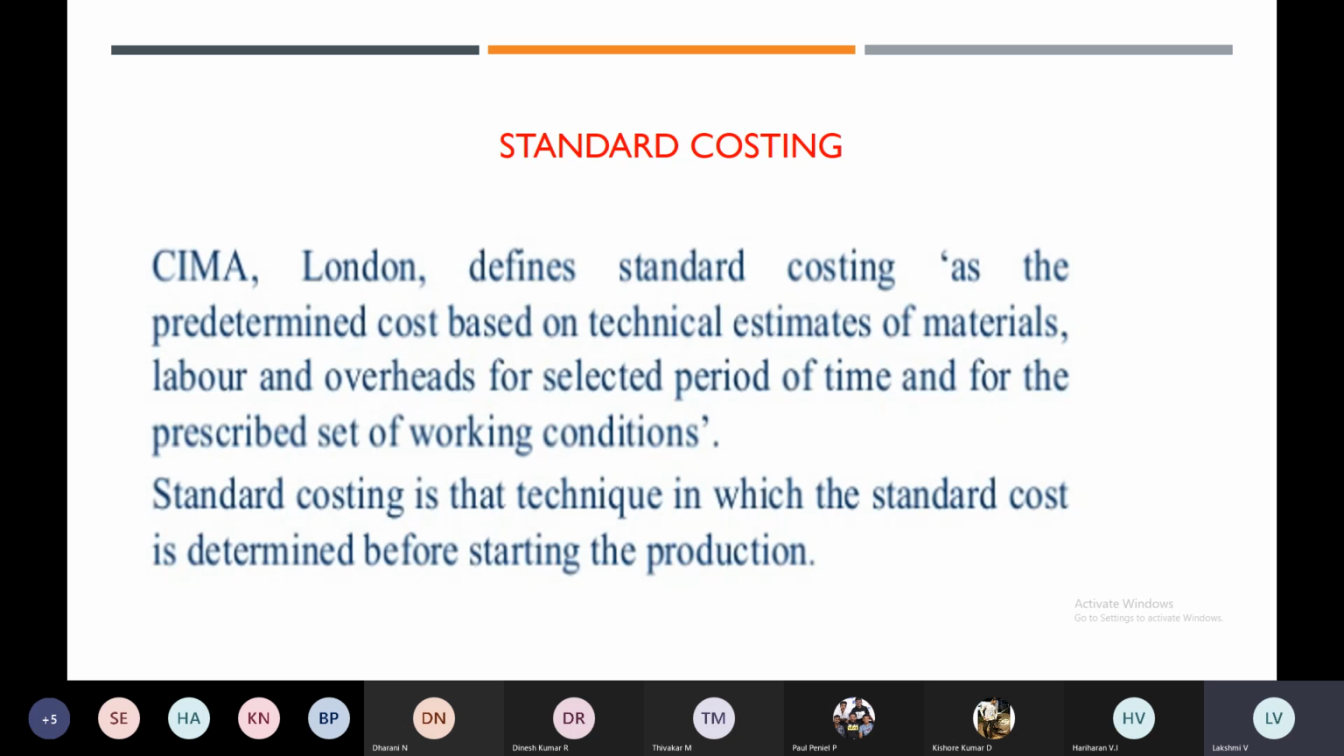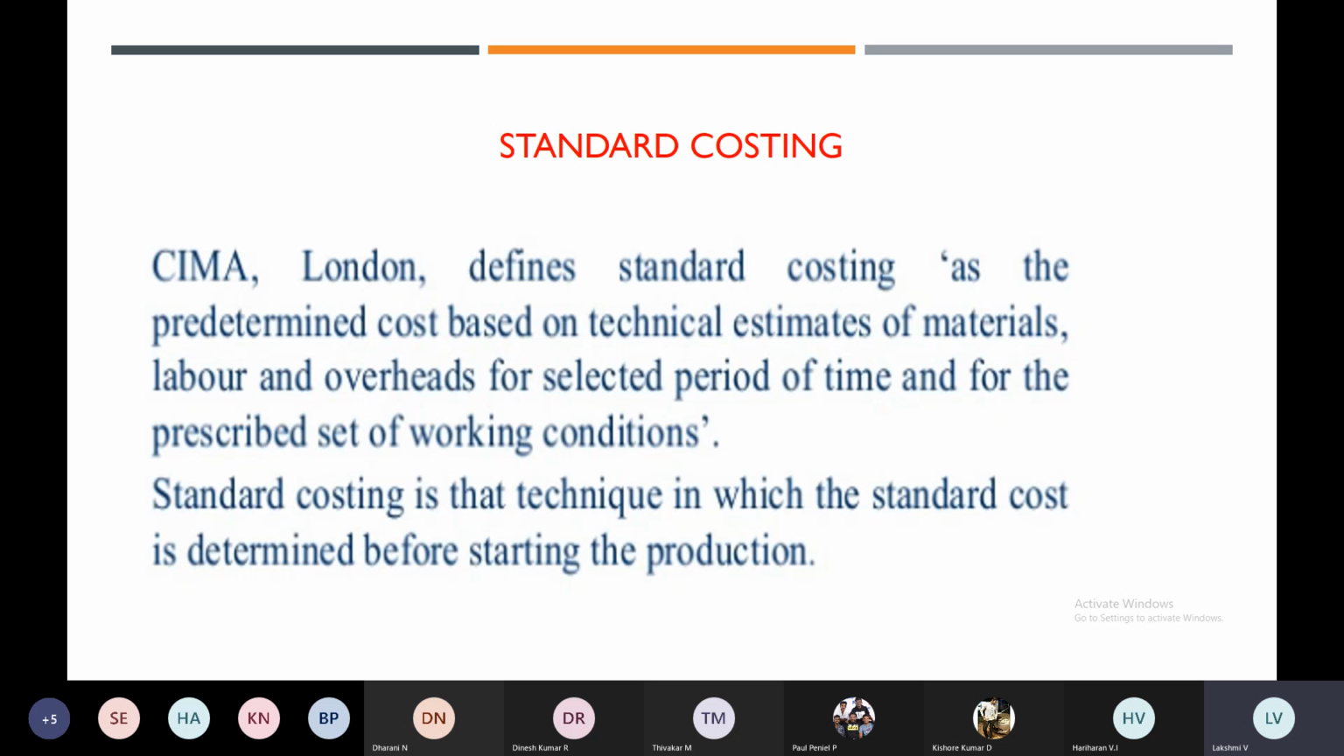As you know, the main objective of cost accounting is to ascertain the cost and then control the cost. Both have to be done. You have to reduce and control the cost, for which first you have to ascertain the cost. So standard costing and variance analysis help the manufacturing unit to have control over the cost, because you are going to determine your predetermined cost associated with your production activity in advance.